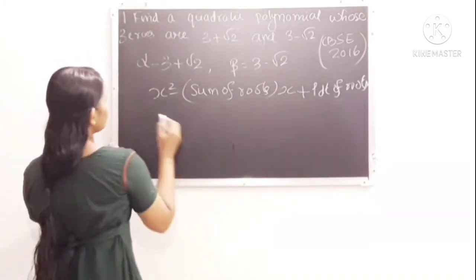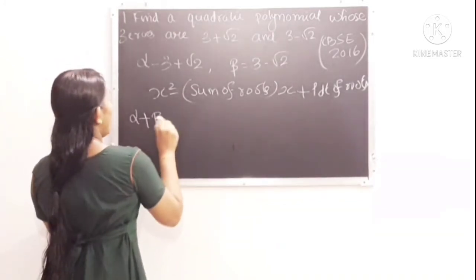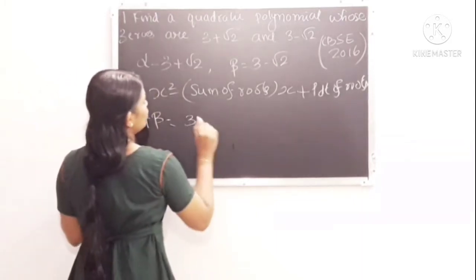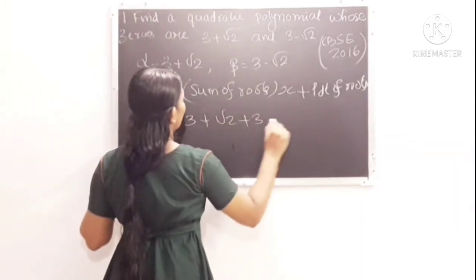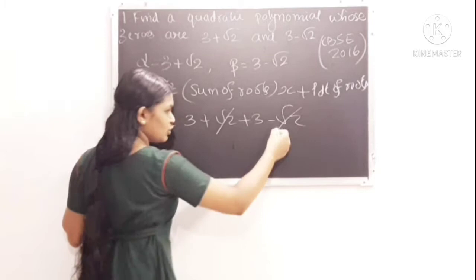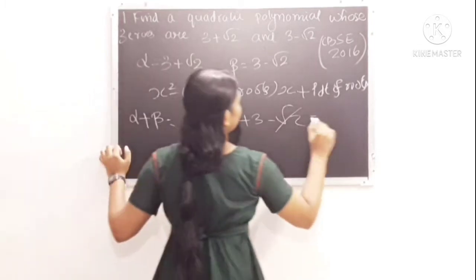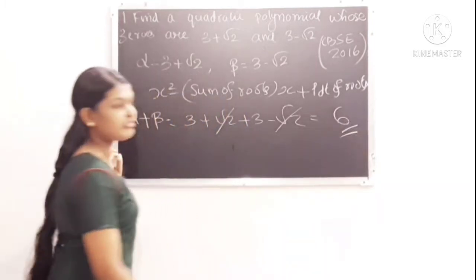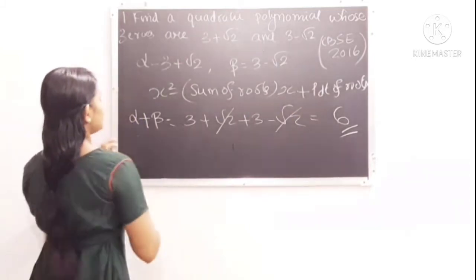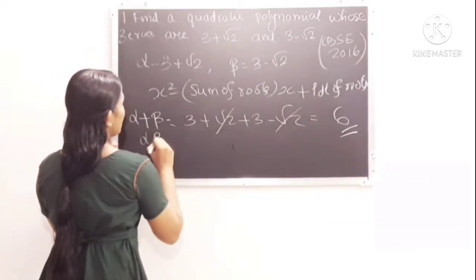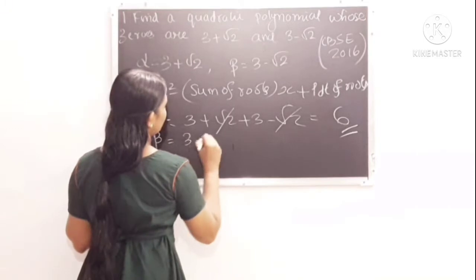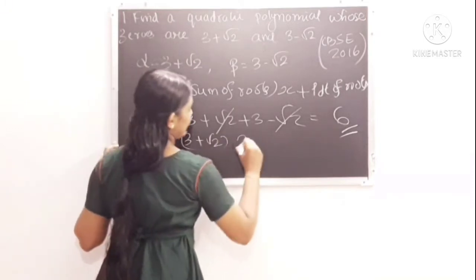Okay. And the sum of the roots is alpha plus beta, and that is equal to 3 plus root 2 plus 3 minus root 2. So root 2 and minus root 2 will get cancelled. So the resultant will be equal to 6. Now we have to find the product of the roots. Product of roots means it is alpha beta, and that is equal to 3 plus root 2 into 3 minus root 2.